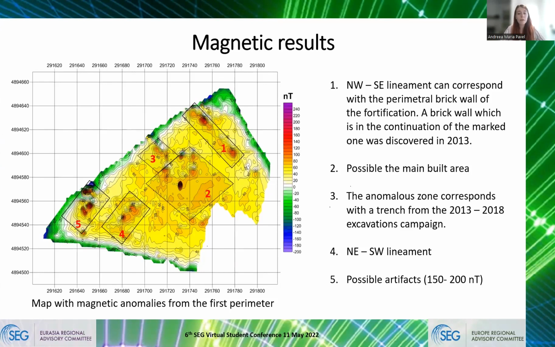The third zone can be associated with the trench from the archaeological excavation campaign, which took place between 2014 and 2018. On the fourth zone, you can see a northwest-southeast lineament, which can also represent a brick wall, a small brick wall. And the last one, zone number 5, can be interpreted as a zone with artifacts because of the high values of 150, 200 nanotesla.